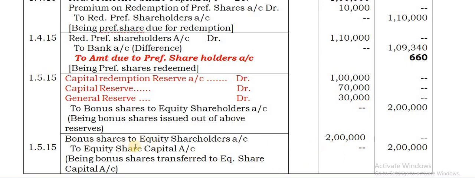So this is the last entry, that is bonus shares to equity shareholders account debit to equity share capital account. Alright. Now these are the entries to be taken in this problem.